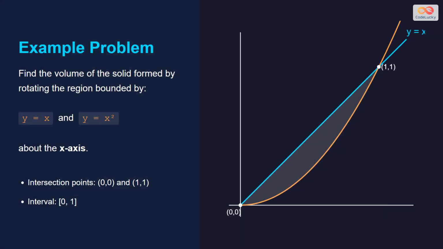Let's solve a classic problem. We want to find the volume generated by rotating the region between the line y equals x and the parabola y equals x squared about the x-axis. First, we identify our intersection points, which are 0, 0, and 1, 1. This gives us our interval from 0 to 1.